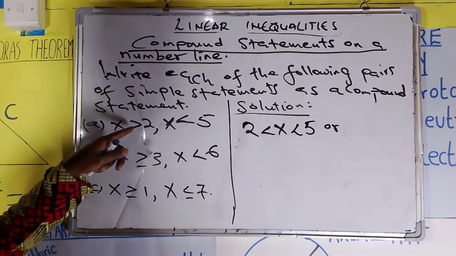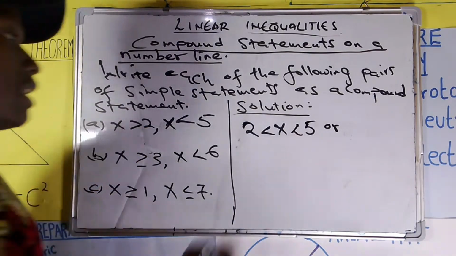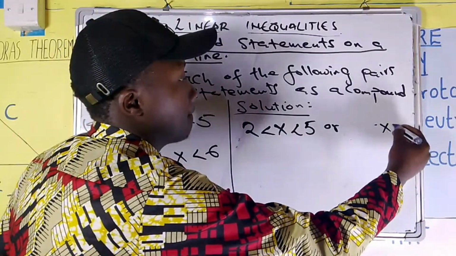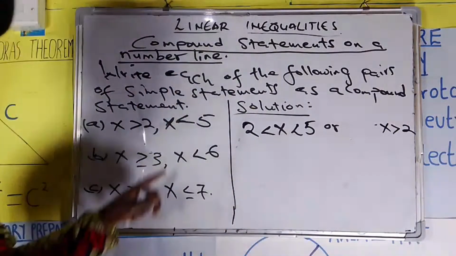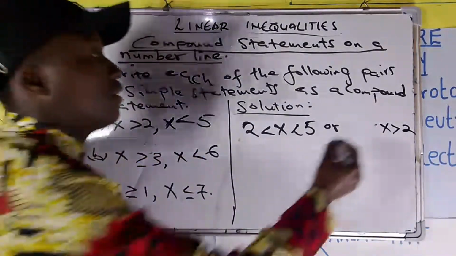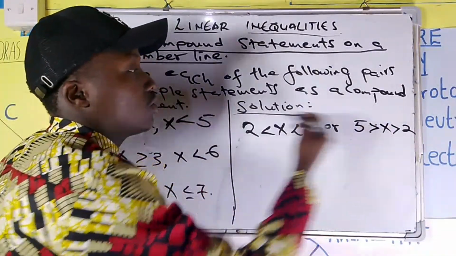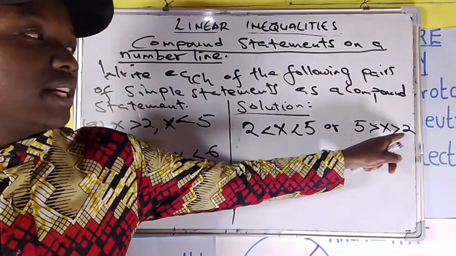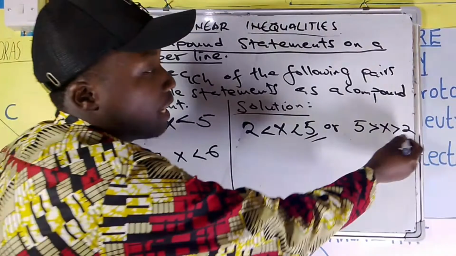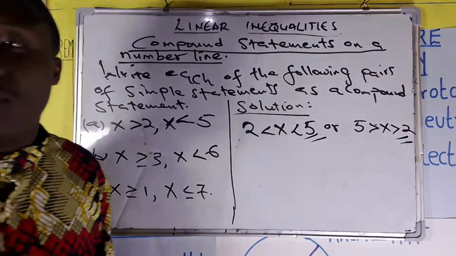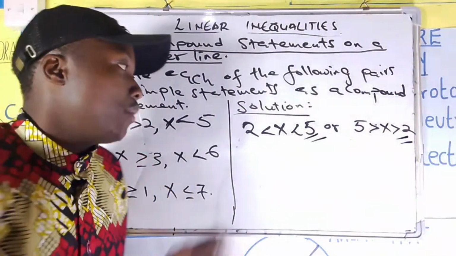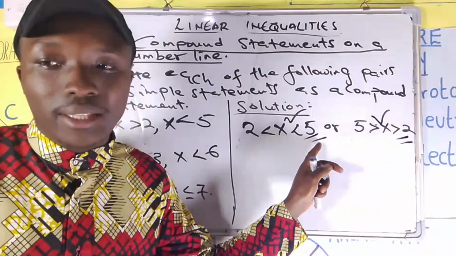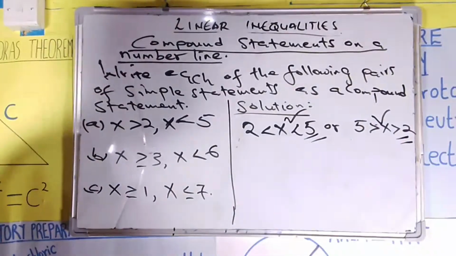Or tunaweza anza na hii iwe x is less than 5. So tukiandika hivyo inaweza kuwa 5 is greater than x and x is greater than 2. So both of these are acceptable. We accept both. Then this one you can be able to represent it on a number line, like how we represented it.